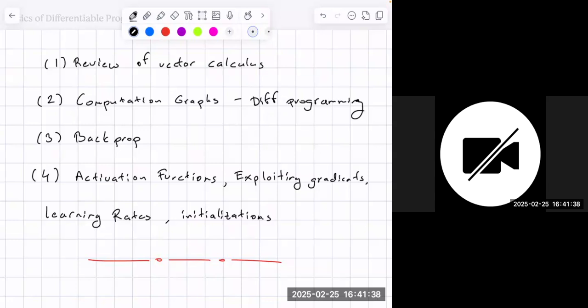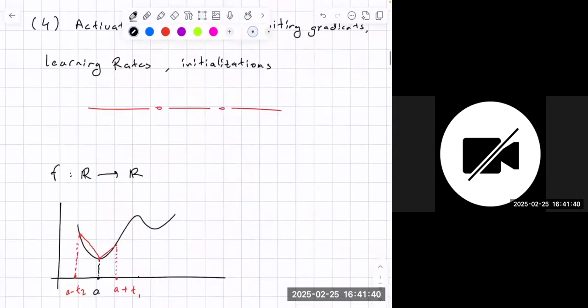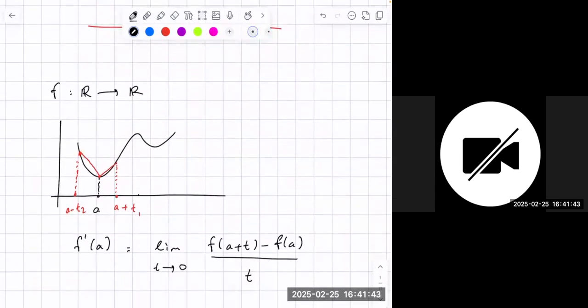Okay, very good. So what do we do with this? Let's start with very basic stuff. You've got a function, and what was the derivative? The derivative of your function at a point A is defined by taking the difference: you bump from A to A plus T, and you divide it by T, okay?